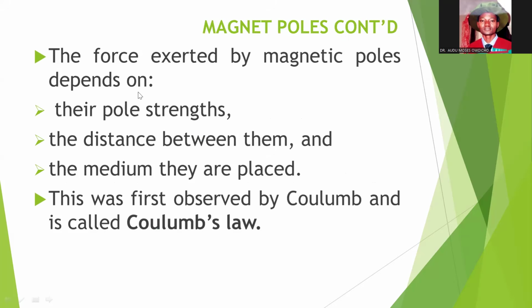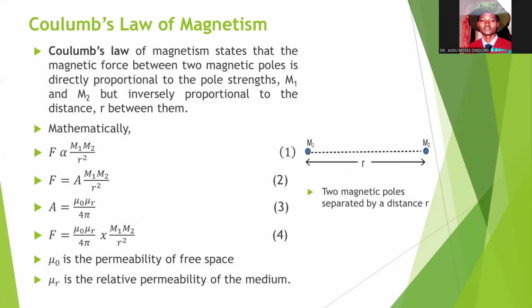The force exerted by a magnet, the repulsive or the attractive force, depends on the pole strength, the distance between them, whether you have two poles of the same type or of different types, and also the medium in which they are placed. We shall look at it as we make progress. This was first observed by Coulomb and is called Coulomb's law of magnetism.